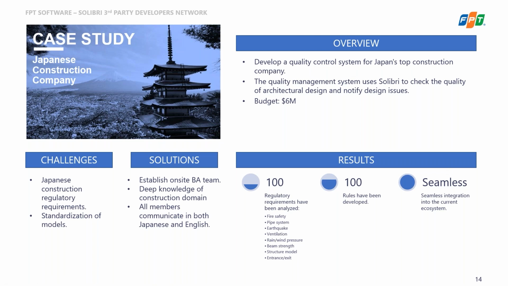For this customer, we were required to develop a quality control system for Japan's top construction company. It really was one of the first projects in Solibri that we have done, but still, of course, being quite large. I mean, the budget was around $6 million, and the quality management system used Solibri to check the quality of architectural design and notify design issues.